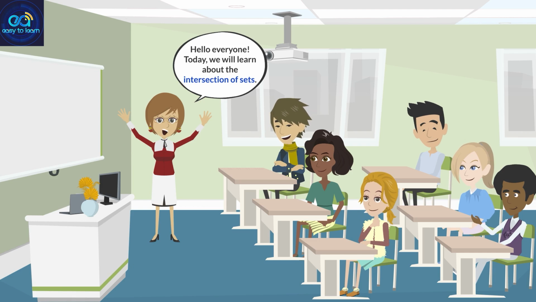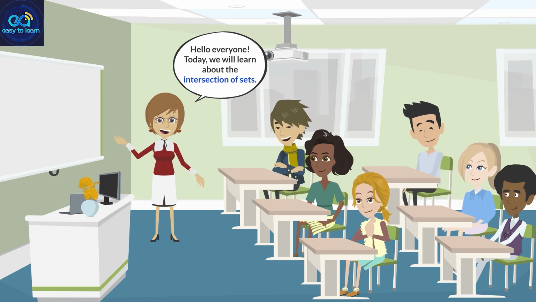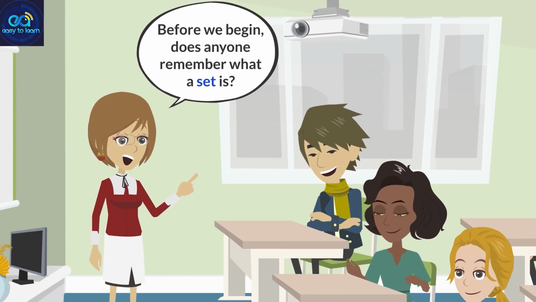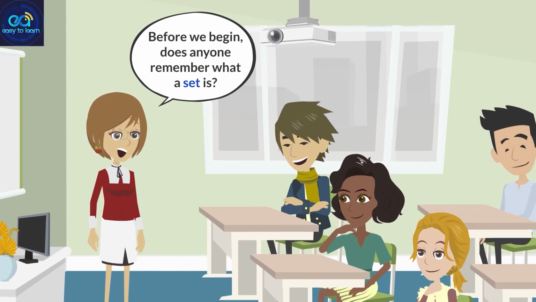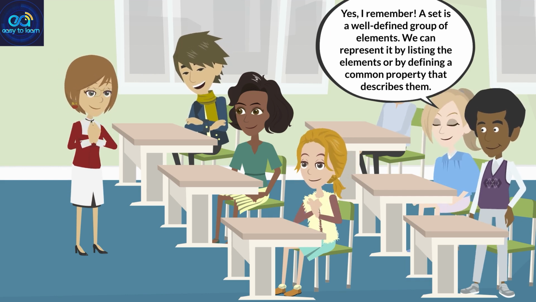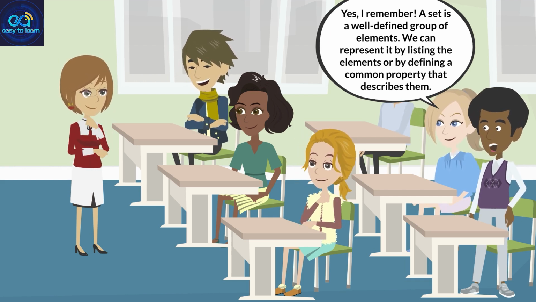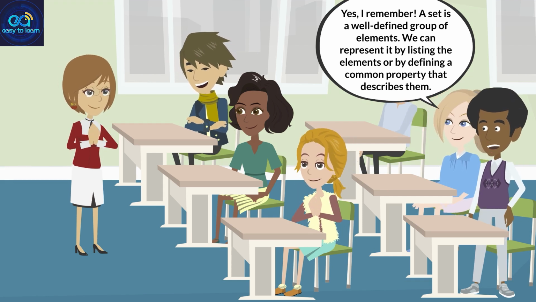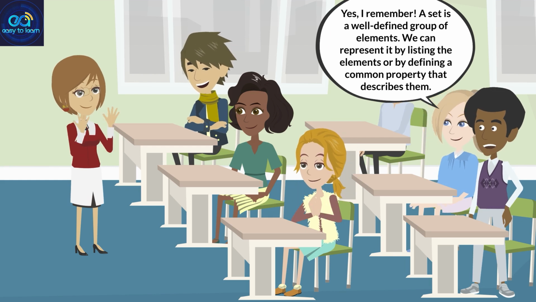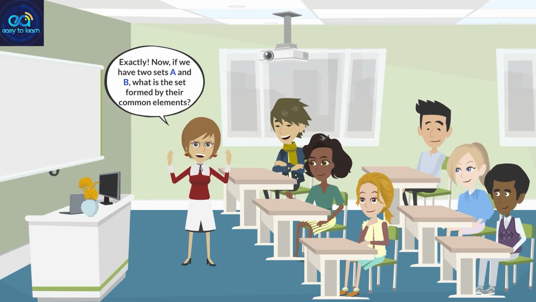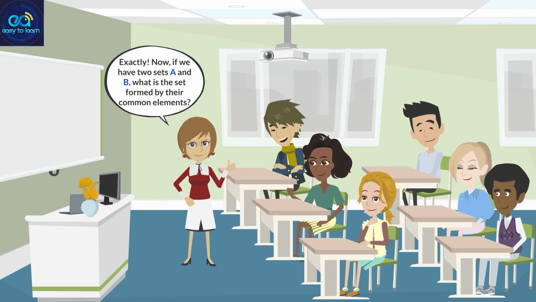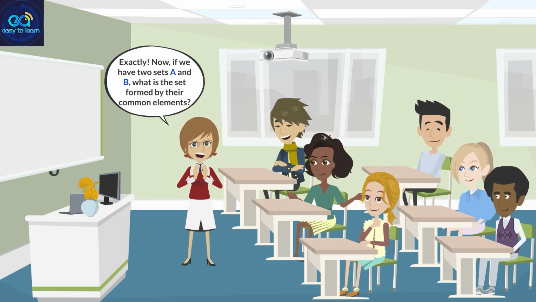Hello everyone. Today we will learn about the intersection of sets. Before we begin, does anyone remember what a set is? Yes, I remember. A set is a well-defined group of elements. We can represent it by listing the elements or by defining a common property that describes them. Exactly. Now, if we have 2 sets, A and B, what is the set formed by their common elements?